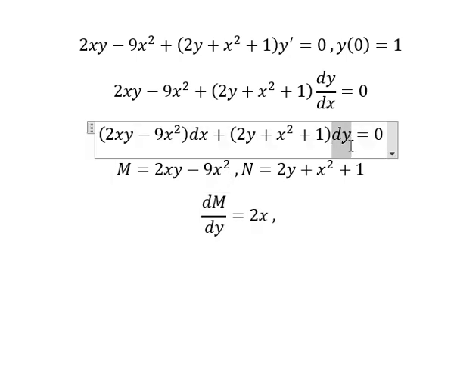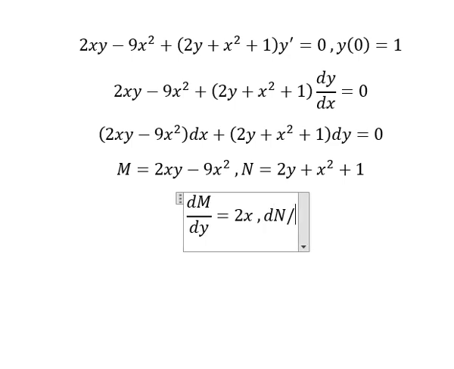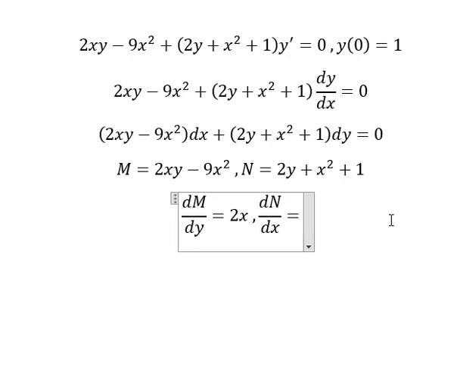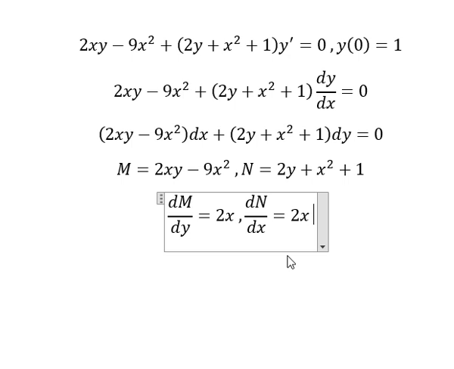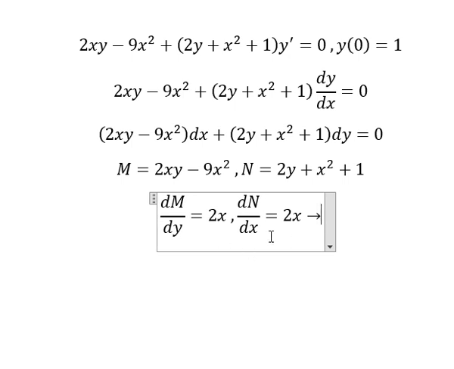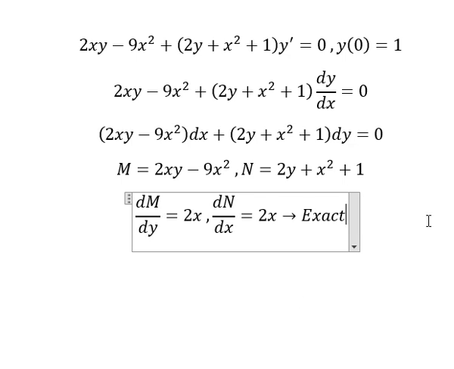We have dy, that means we need to first take the derivative of n with respect to x. So we have only this one. And we can see that they are the same. So that is exact.